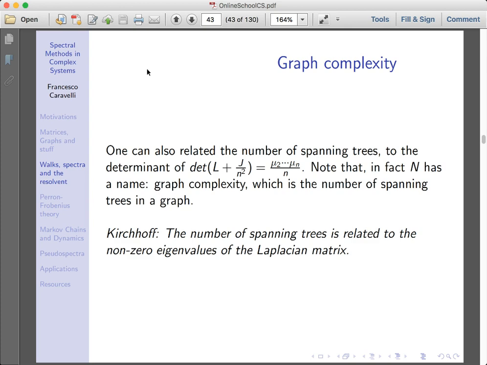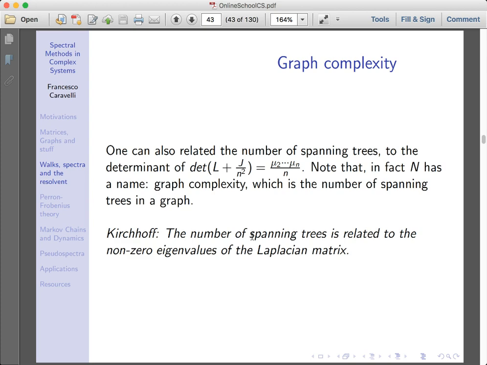Since it is defined in terms of a determinant, it's not hard to see that the determinant of the Laplacian plus J, which is a matrix made only of ones, divided by n squared, must be equal to the product of all the non-zero eigenvalues of L divided by n. Here we should make a comment. Note that this is a product of mu 2 to mu n.